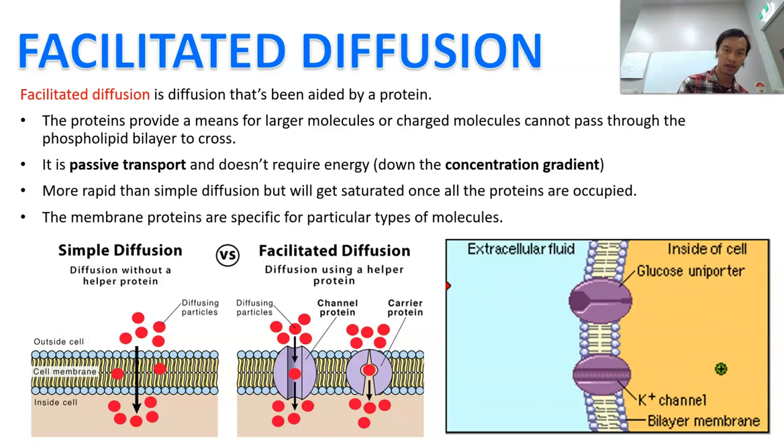It's more rapid than simple diffusion, but it actually can get saturated when all of the protein channels are used up, okay? So the membrane proteins are specific for particular types of molecules, right? So for example, simple diffusion goes through the plasma membrane here, the phospholipid bilayer, but facilitated diffusion must travel through these gateways, right? These channels, right? It's either a channel protein or a carrier protein, right? And the difference between them looks a little bit like this, right?